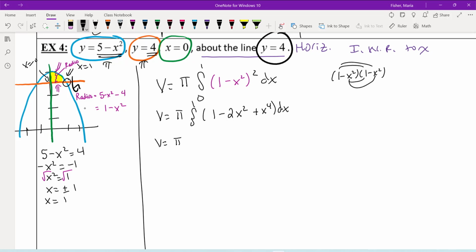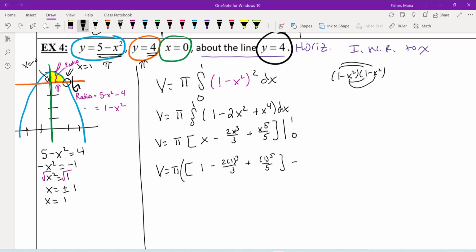Integrating this, we get x minus 2x cubed over 3 plus x to the 5th over 5. And that gets evaluated from 0 to 1. Plugging in the limits of integration, and you get 1 minus 2 times 1 cubed over 3 plus 1 to the 5th over 5. And then minus, well, if I plug 0 in each one of those terms, they're just going to be 0, so it's just minus 0. So you only need to worry about putting that part into a calculator to find the answer.